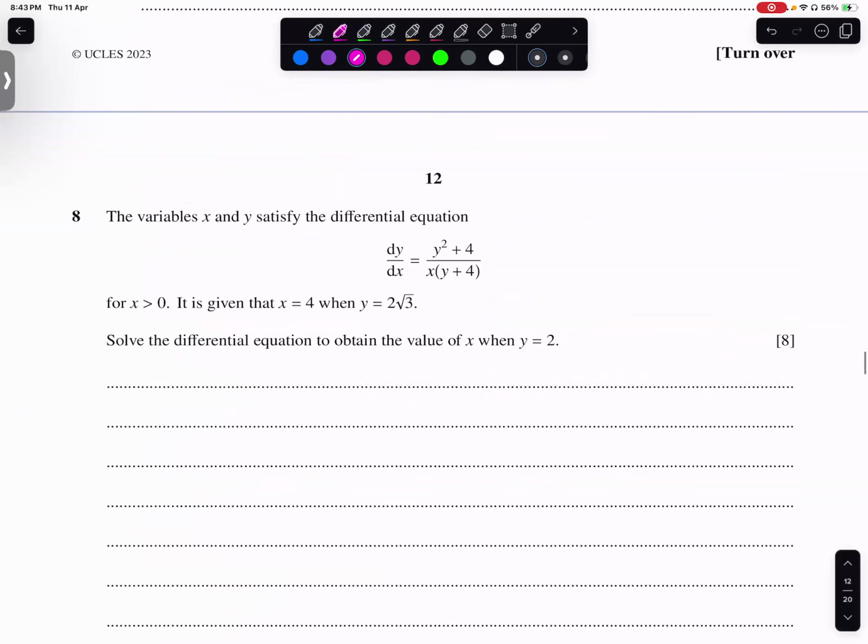The next is from differential equations. Student, just give me 1 minute, please.